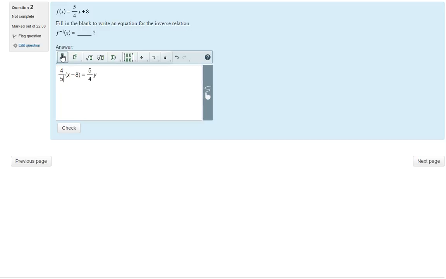The reciprocal of 5/4 is 4/5. And on this side, I'll just show this once, if I were to multiply by 4/5, we can see that the 5s would cancel and the 4s would cancel. So they multiply to 1, as we know they have to, and that's my answer. Once again, I don't need to distribute because it doesn't say to simplify.